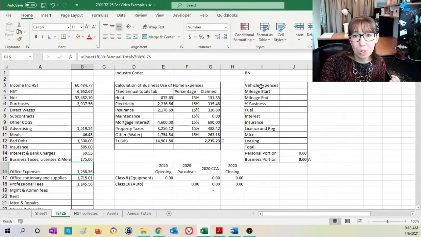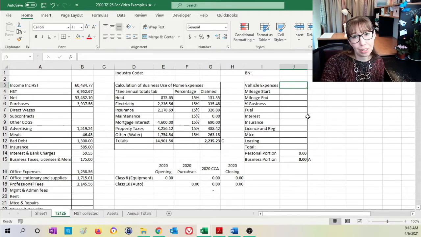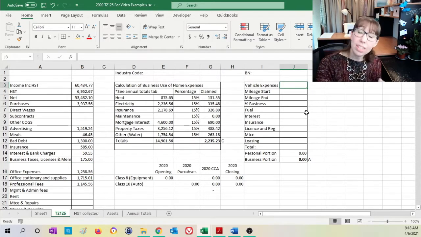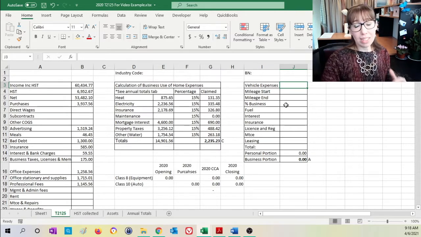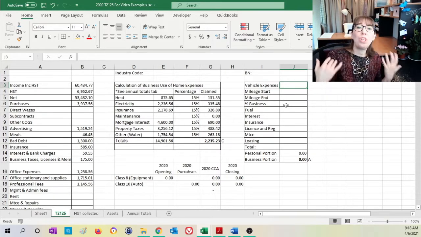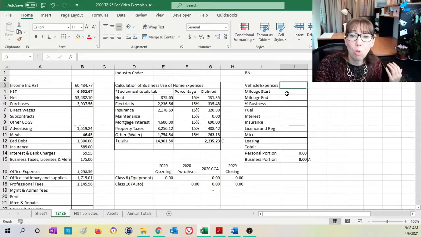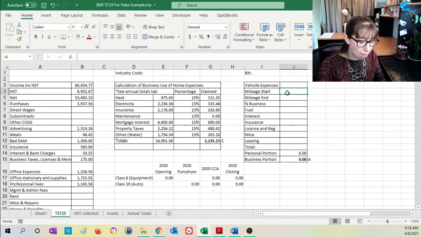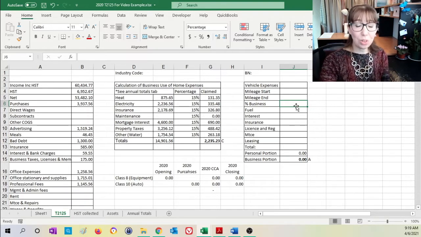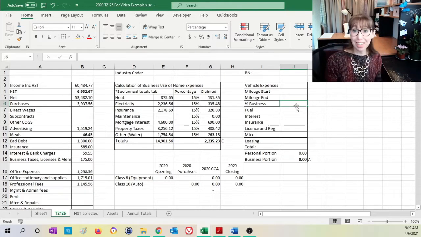Next, we're going to go to this vehicle expense portion. And if you're not keeping a vehicle log, I would say start today. So what CRA wants you to do is say what your odometer says at the beginning of the year, what your odometer says at the end of the year, and the percentage of those kilometers that were used for business, and you can get that total from your vehicle log.